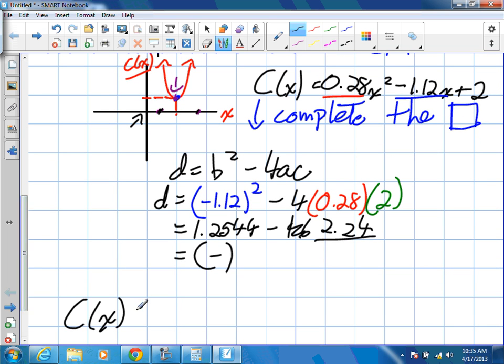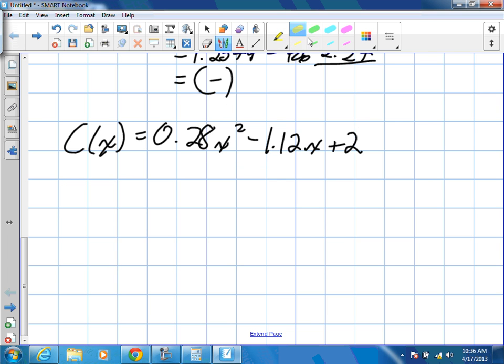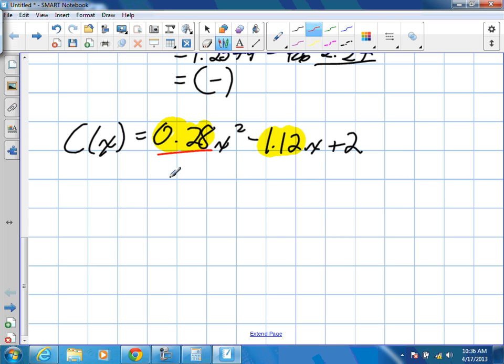So if we're completing the square, what is our very first step? What's our first step for completing the square? Factor out A from the first two. That's right. We're going to factor out our A value from the very first two, right? So in other words, we're going to divide both of these by 0.28. So that's going to come to the outside. We have our 0.28 as our common, and we'll have x squared.